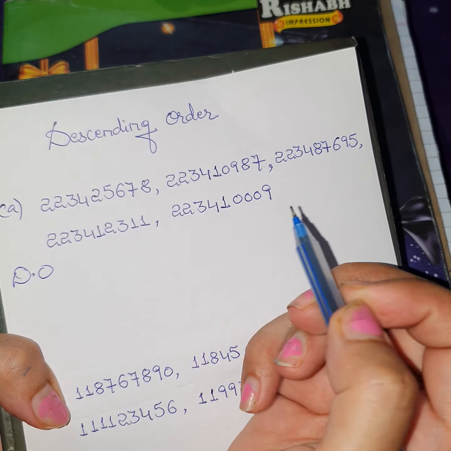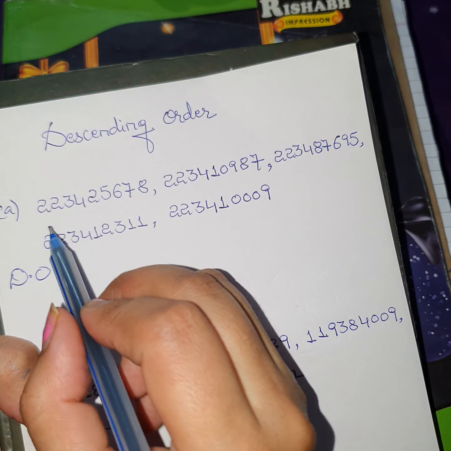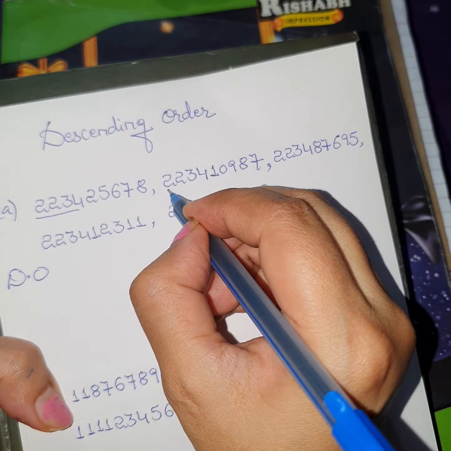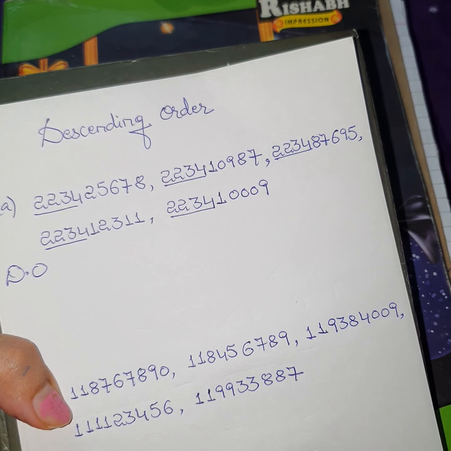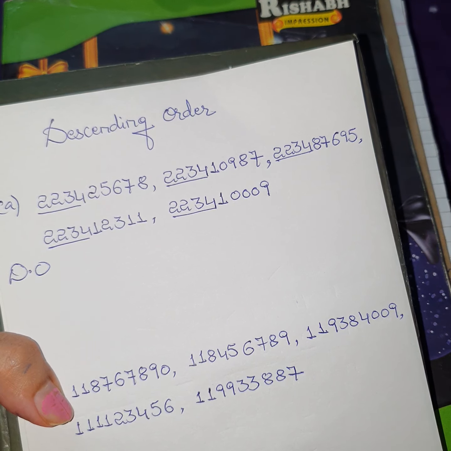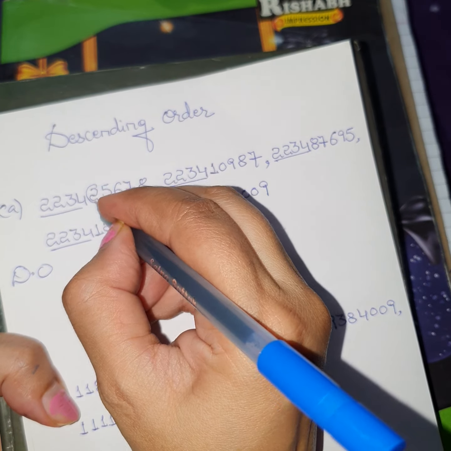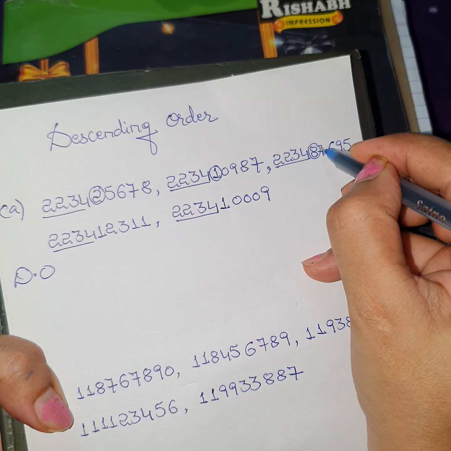The first two digits, first three digits even I can see are similar. Not only first three, first four: 2, 2, 3, 4 in every number. So these four digits are same. So we will directly move on to the fifth digit. So the fifth digit is 2 here. Here the fifth digit is 1. Here fifth digit is 8.